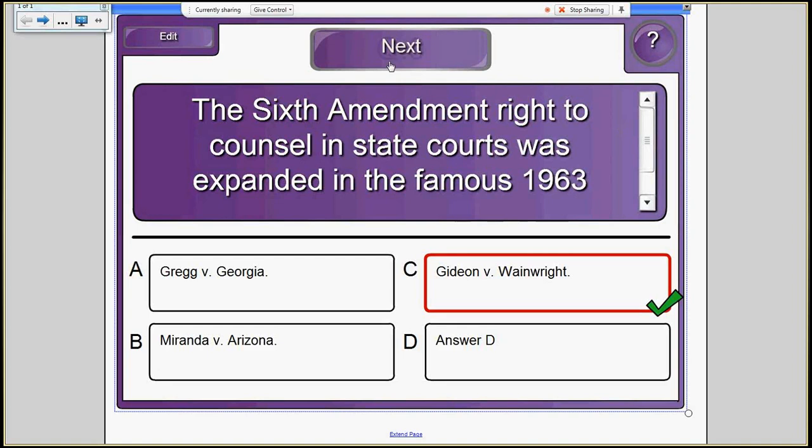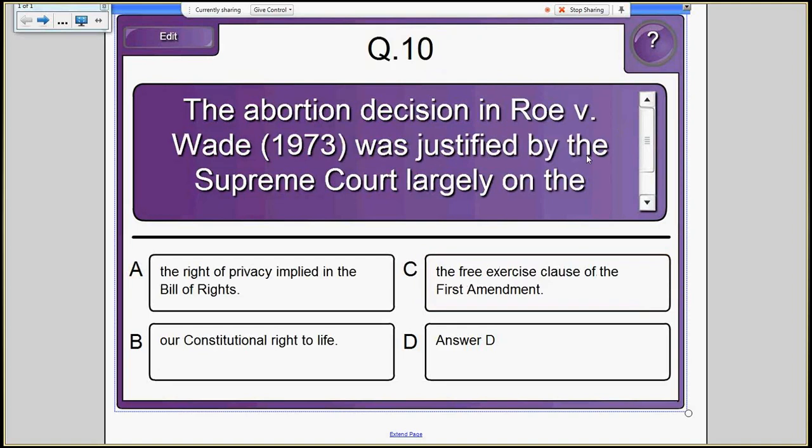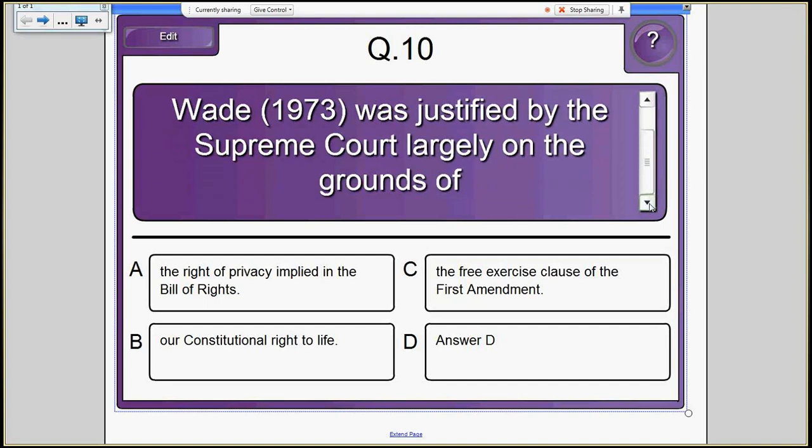Last case we're going to look at is Roe v. Wade. The abortion decision in Roe v. Wade was justified by the Supreme Court largely on the grounds of the right to privacy implied in the Bill of Rights, our constitutional right to life, free exercise clause of the First Amendment. The correct answer, right of privacy implied in the Bill of Rights.